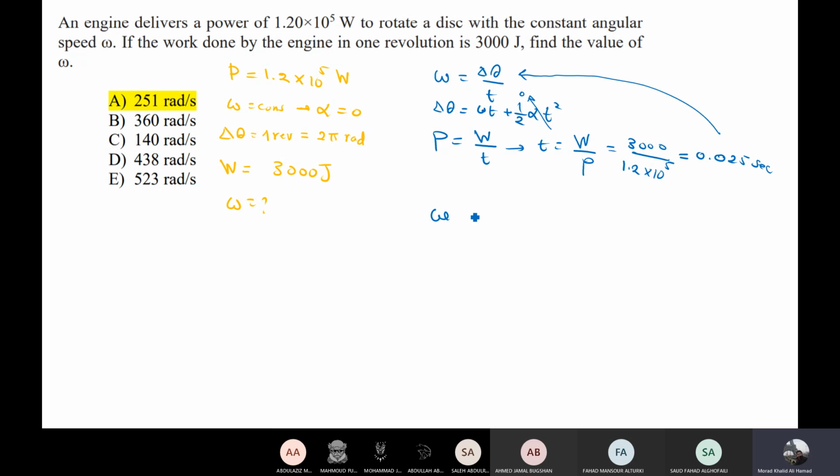So omega, distinguish between omega and W, guys, is equal to delta theta over delta t, which is 2 pi over 0.025, and this gives how much, guys? 251.3 rad per second. Clear? It is similar to what we had previously.